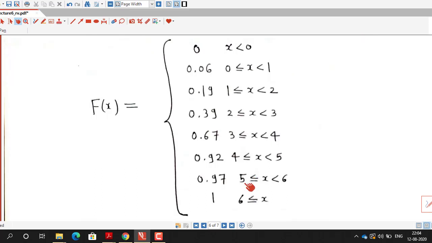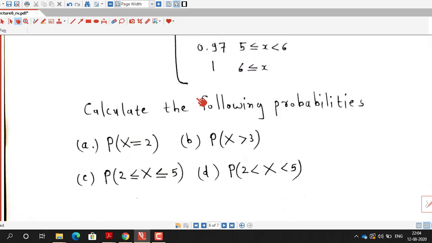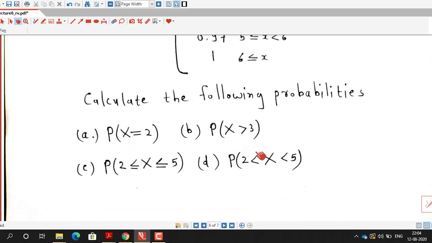So the CDF of a random variable capital X is given. Probability mass function is not given, but the cumulative distribution function is given. If x is negative, it is 0 and this must be 1. And using this cumulative distribution function, we have to calculate all these probabilities. So without finding the probability mass function, we can use properties of the CDF to find all these probabilities.